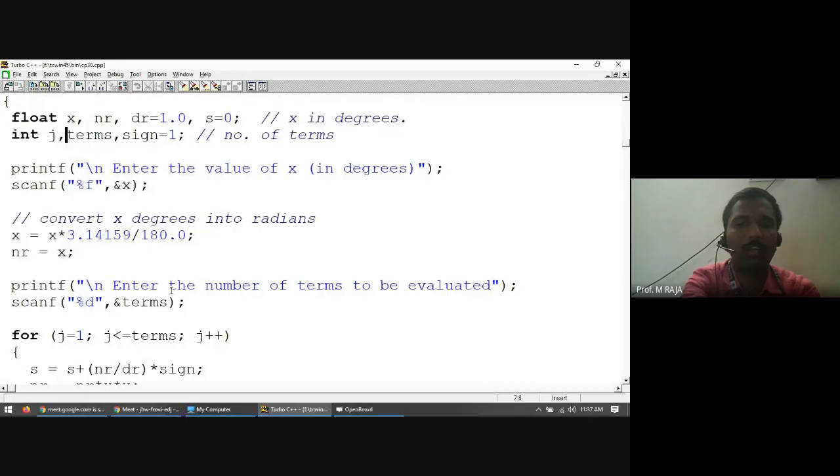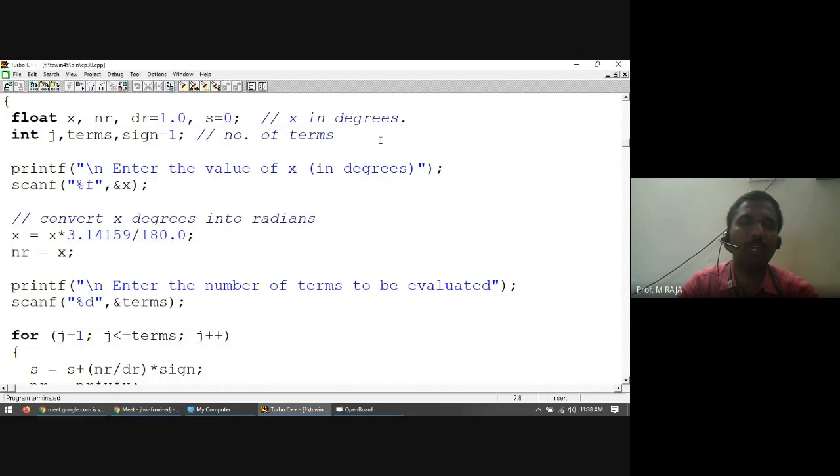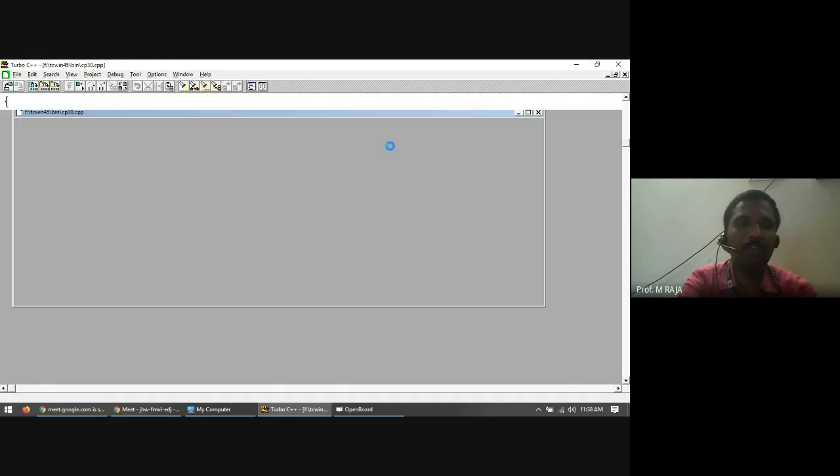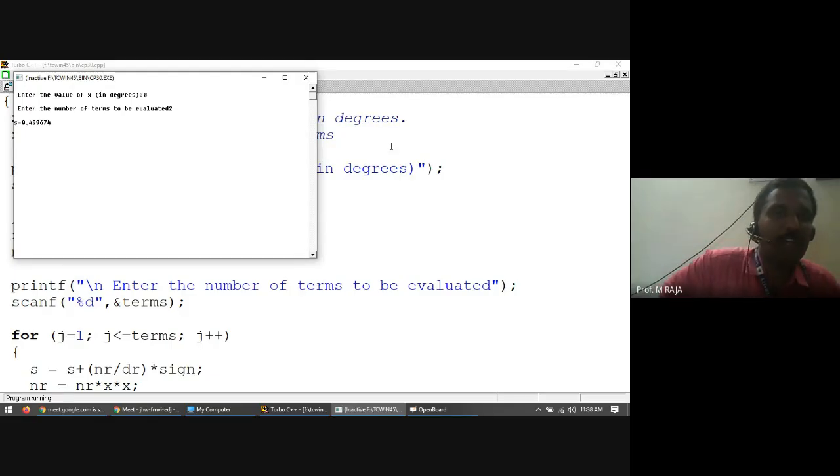Yes. Control F9. Enter the value of x in degrees. Suppose x is 0. Enter the number of terms to be evaluated. One term. Sum is 0. First term, x minus x cube, x itself, 0. Control F9. Enter the value of x, for example, sine 30 degree. Enter the number of terms to be evaluated. Say 2 terms. Sine 30 is 1 by 2. So we have a value 0.49.